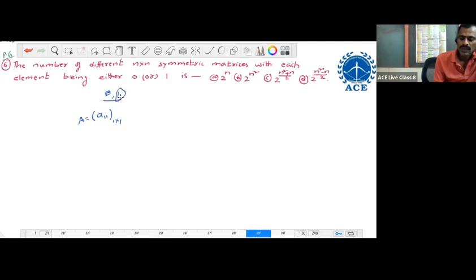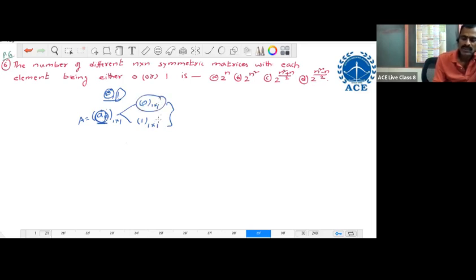We are given two numbers, 0 and 1. If you want to write the first order matrix, in this position we can write 0 or 1, so we have two possibilities. In place of A11, if you write 0, we get one first order matrix. Or if you write 1, we get another first order matrix. So we can write two first order matrices using the two given numbers.